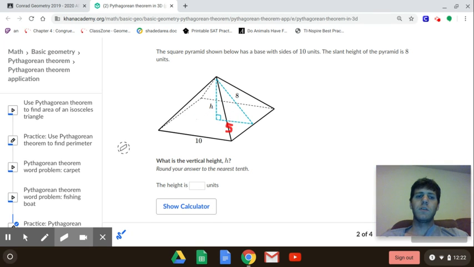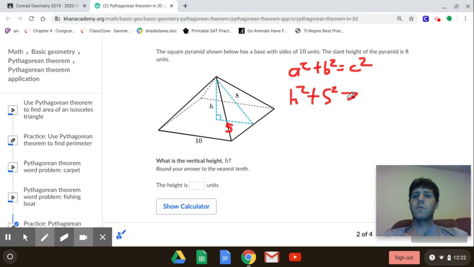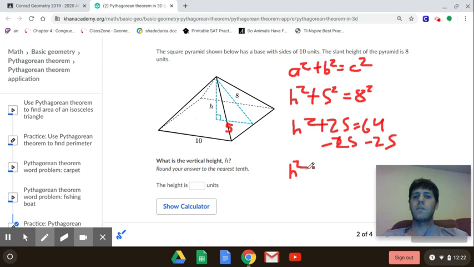Since it's a right triangle, we can simply use the Pythagorean theorem. A squared plus b squared equals c squared. The legs of this right triangle are h and 5, so we have h squared plus 5 squared equals 8 squared. So we have h squared plus 25 equals 64. We subtract 25 from both sides. We get h squared equals 39. To get rid of the square, we take the square root of both sides. So we have h equals the square root of 39.